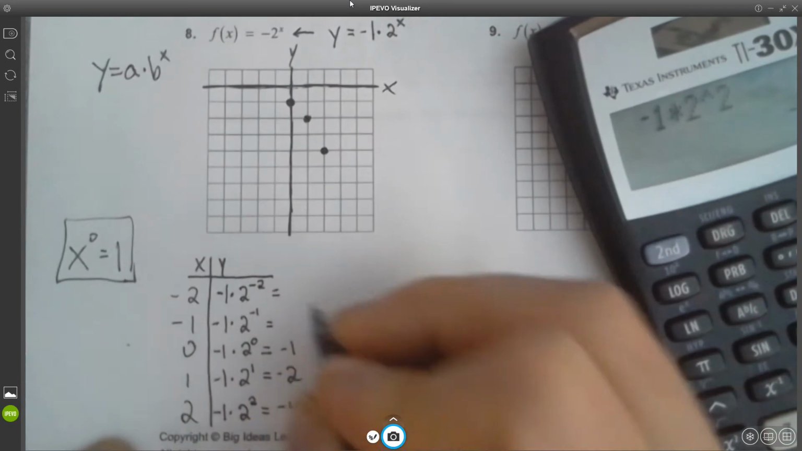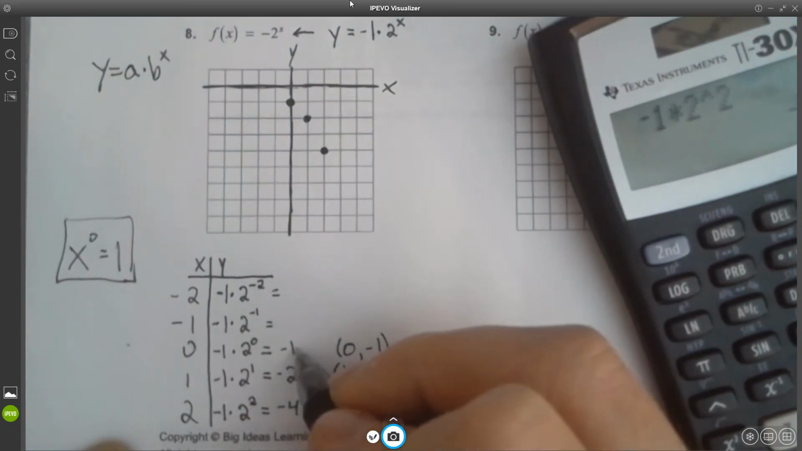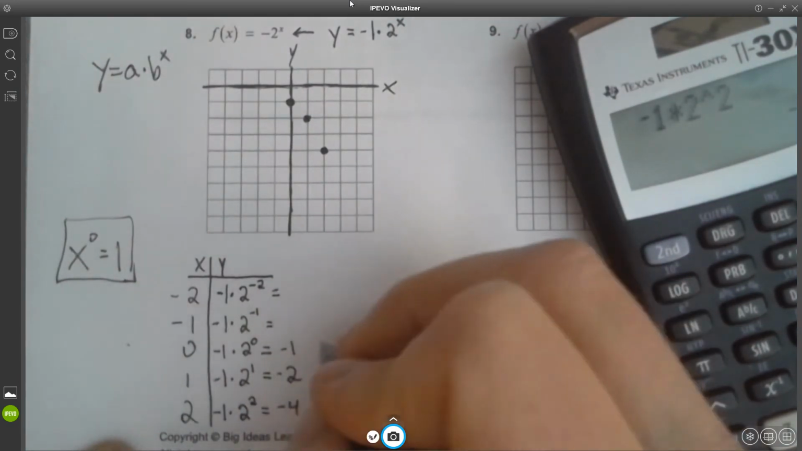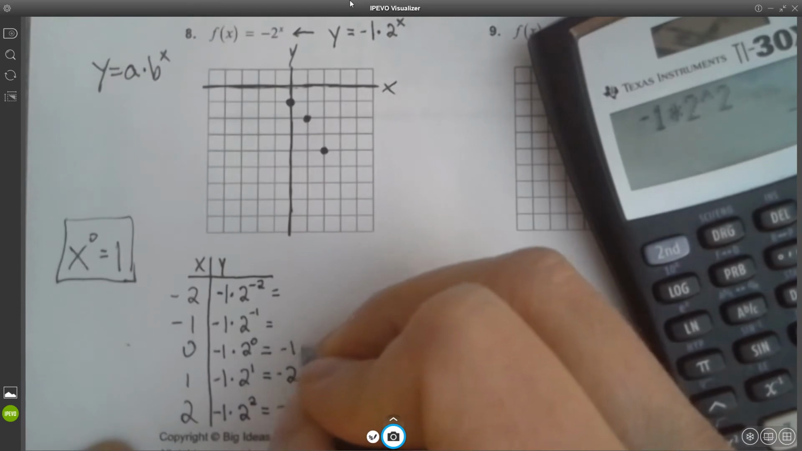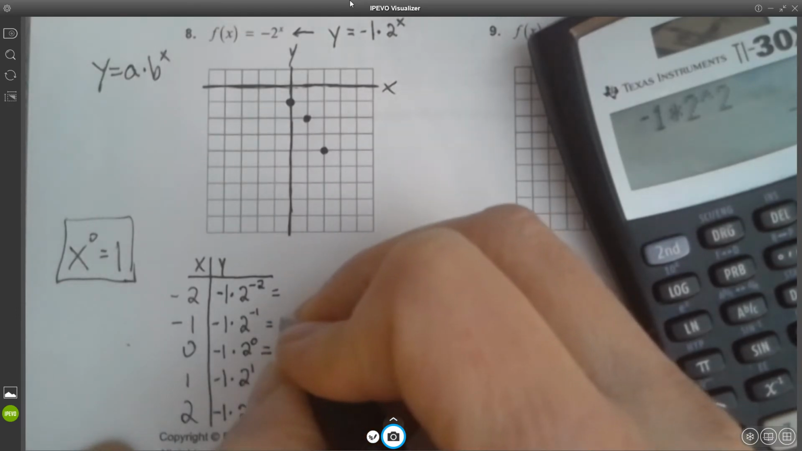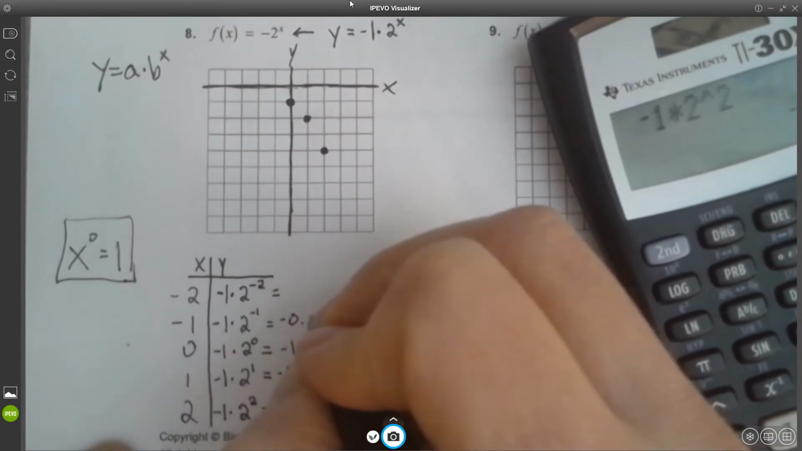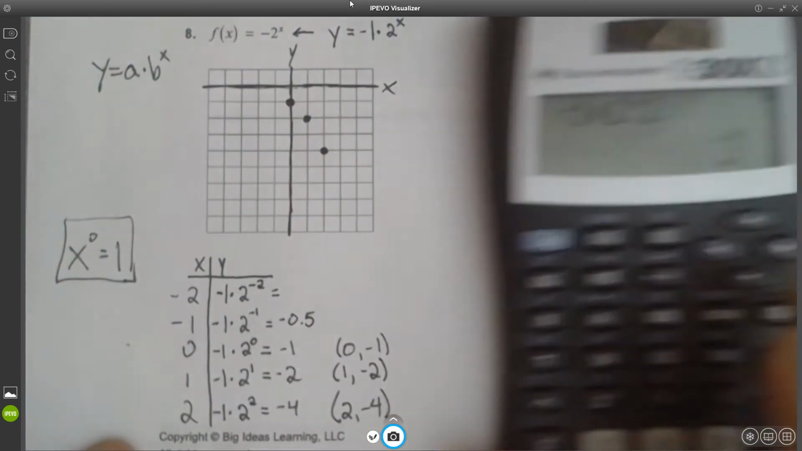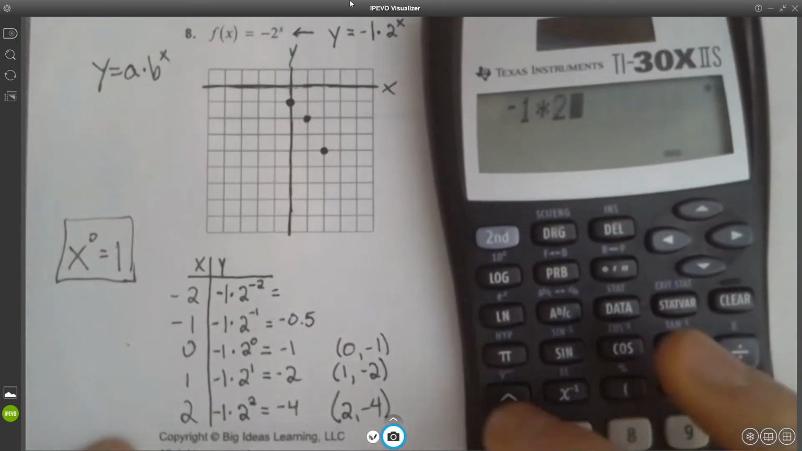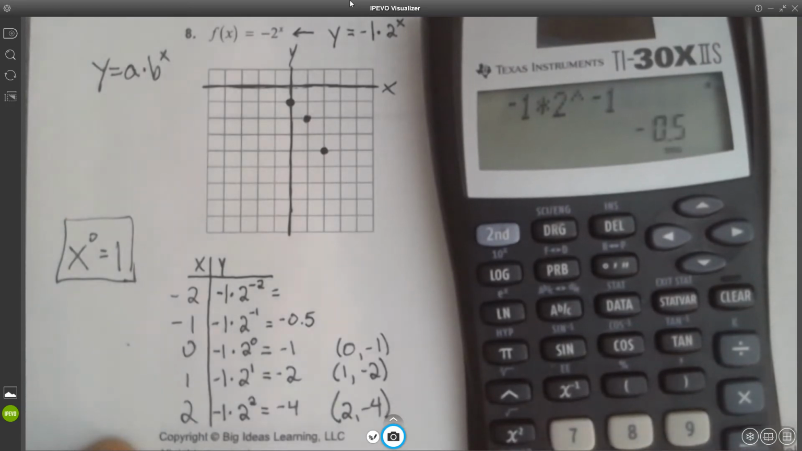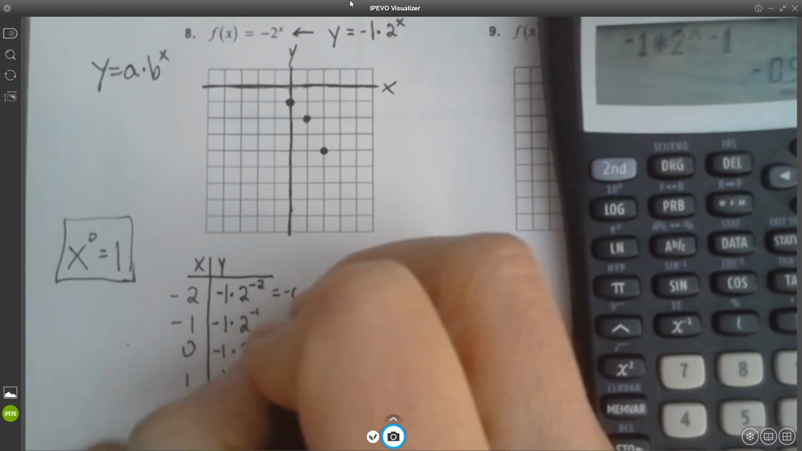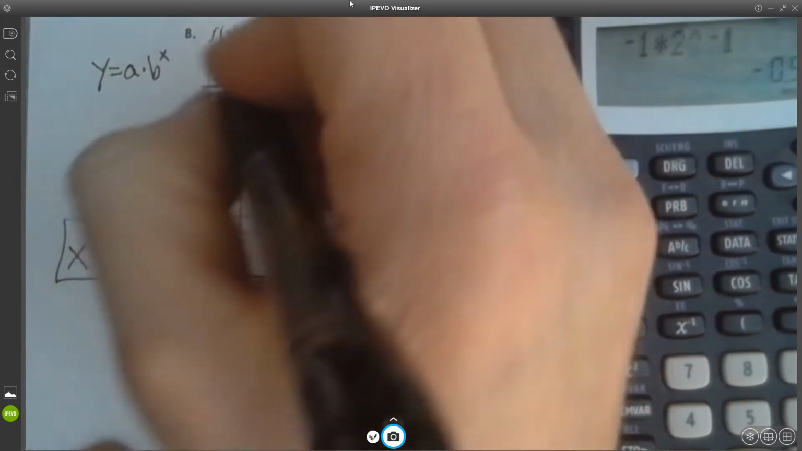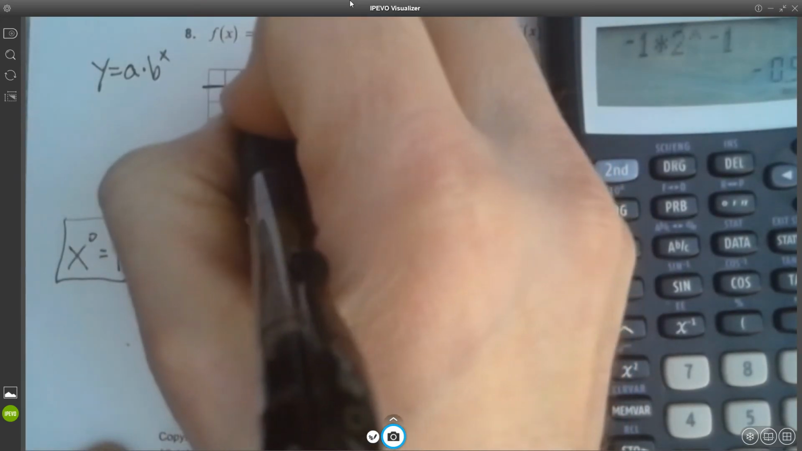And then working back the other way, well, I know going this way is multiplying by 2. So that was times 2 times 2. If I work backwards, divided by 2, divided by 2, divided by 2, we should get -0.5 or -1/2. -1 times 2 to the -1 power is -0.5. And if I divide by 2 again, I would get -0.25. So there's my other 2 points.